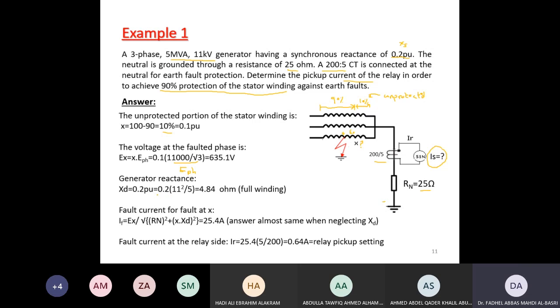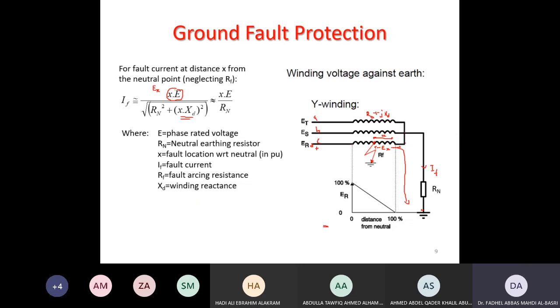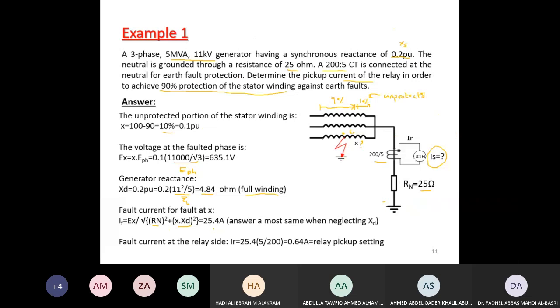Okay, I'll convert it to ohm by multiplying by Z base, which is V base squared over S base, times 0.2. This is the reactance of the full winding. And now I take 10% of that, plus Rn under root square, which is the same formula as this, to find the fault current. So it gives 25 ampere.